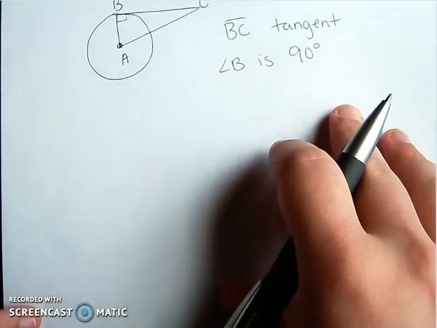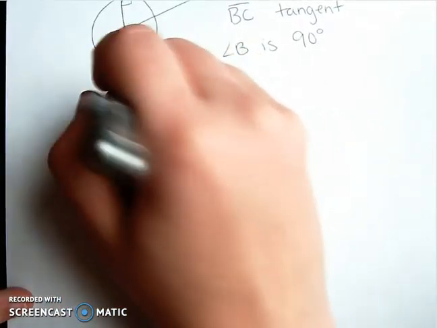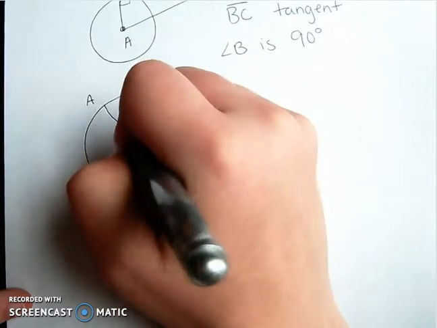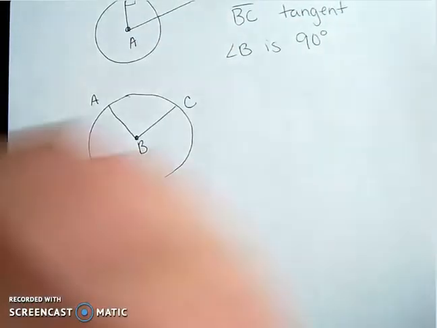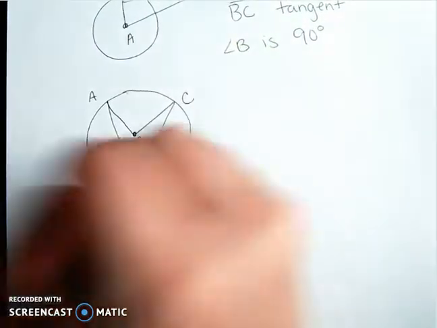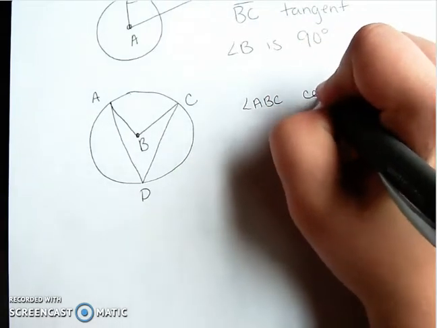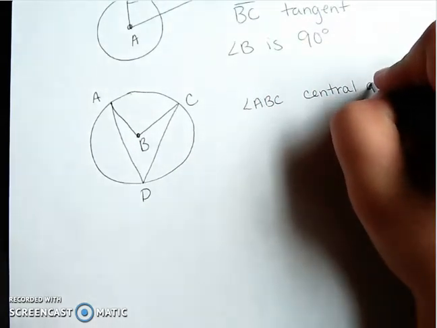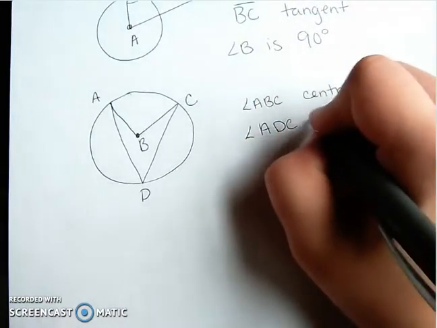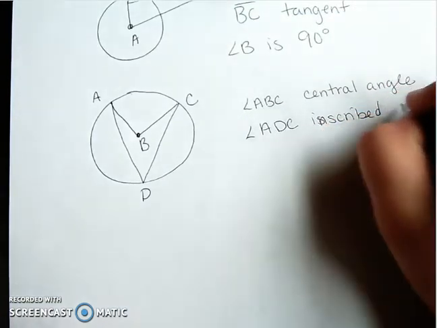Then we talked about different types of angles in a circle. So we'll let this be ABC, and we'll draw another angle down here, and we'll put that point as D. If you remember, angle ABC is called a central angle, and that is because the vertex is in the center of the circle. Angle ADC is inscribed because its vertex is on the circle.